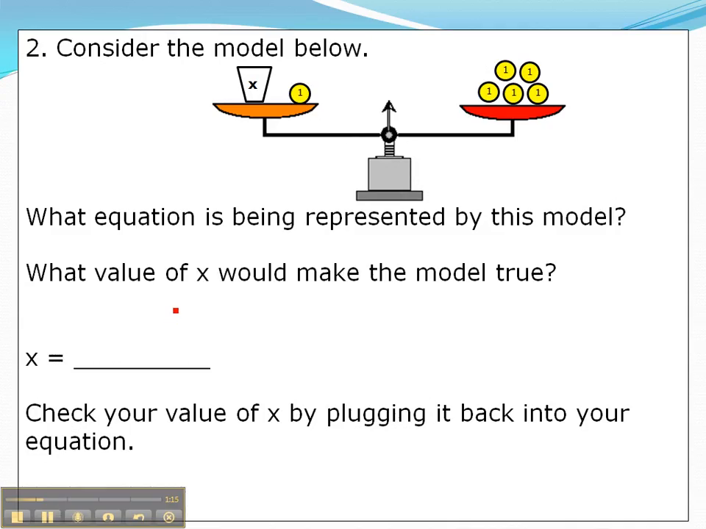Problem number 2, consider the model below. What equation is being represented by the model? We know the balance scale represents an equal sign. The scale is balanced if both sides are equal to each other. So the left side of our equation, we have an x and one chip, x and 1, x plus 1. So x plus 1 equals, the right side of the equation we have 5 chips, x plus 1 equals 5.